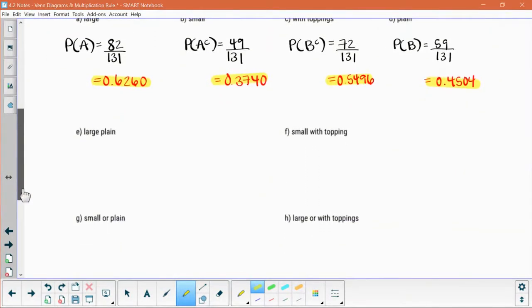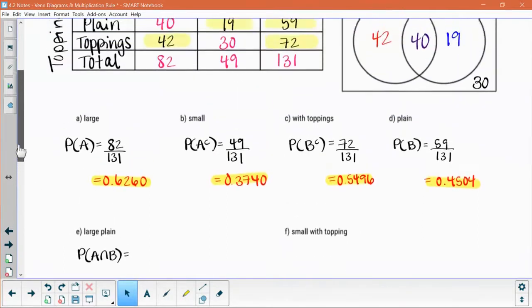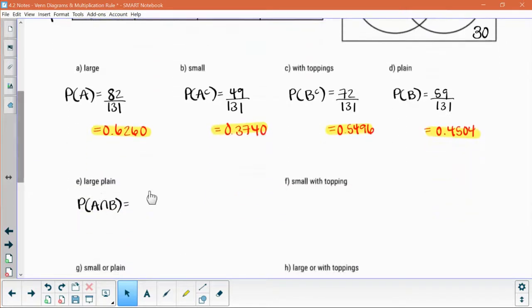Now we're going to get into some interesting things. So I have, what is the probability of a large plain pizza? So I want the probability of A and B. So all I have to go, I can either use the table or I could use my Venn diagram. I just want the intersection of event A, which is large, and event B, which is plain. I want them both to happen at the same time, and that count for us happens to be 40. So I'm going to have 40 over 131, which is approximately 0.3053.